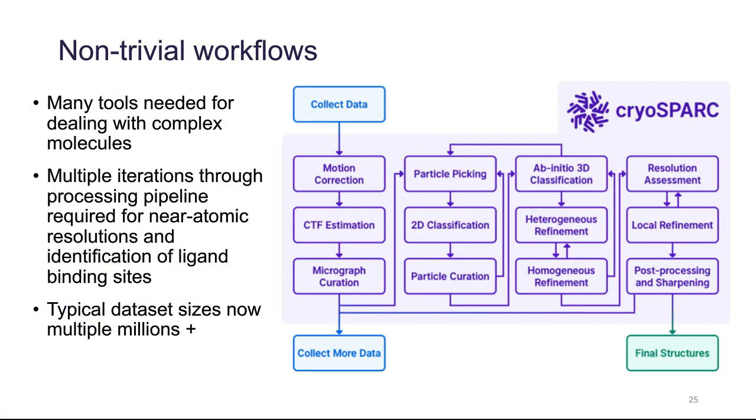As you can see, cryo-EM data processing is not a trivial workflow. Heterogeneity of more than one structure and state-of-the-art resolutions require more time and larger datasets. Multiple manually guided iterations through the processing pipeline are required for near-atomic resolutions and the identification of small details like ligand binding sites. Typical dataset sizes now easily reach several million particles. So along with building efficient and powerful algorithms to deal with this, a seamless software system is necessary to handle large volumes of data quickly, reduce wasted user time, and get reliable results.